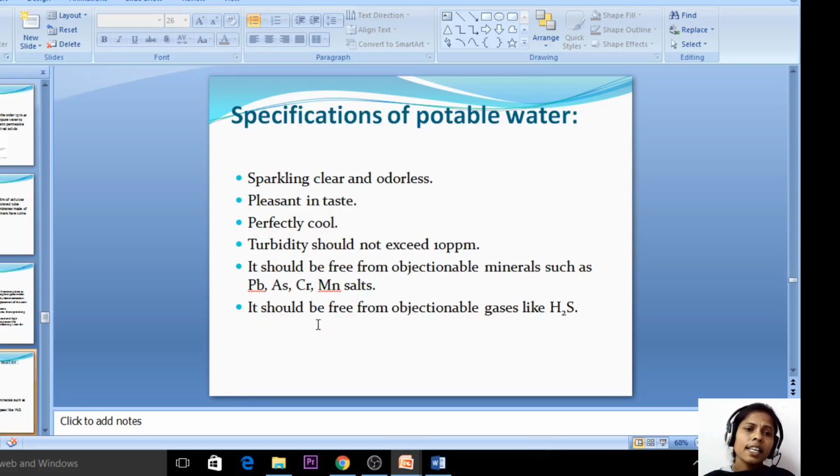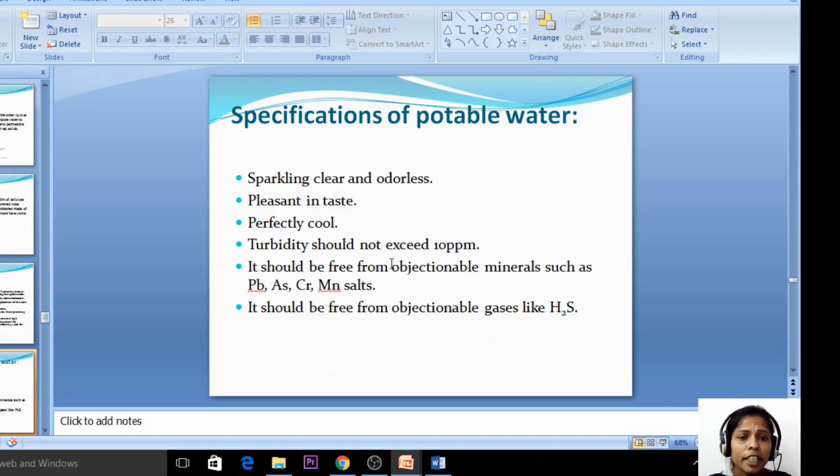So now let us see the next topic, that is the specification of potable water. So what are the characteristics and what are the specifications of potable water? Sparkling clear and odorless. That means potable water is nothing but drinking water here. The drinking water must be clear and odorless. That means it should not have any smell. Pleasant in taste. The taste must be very pleasant.